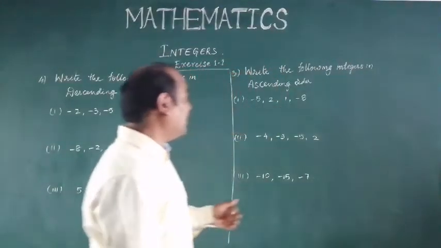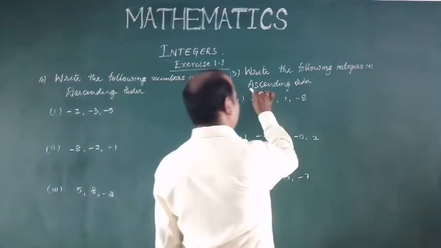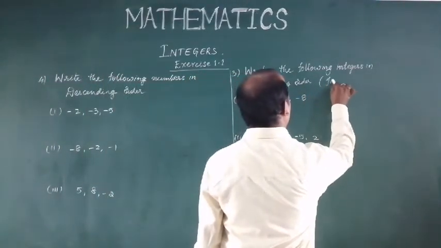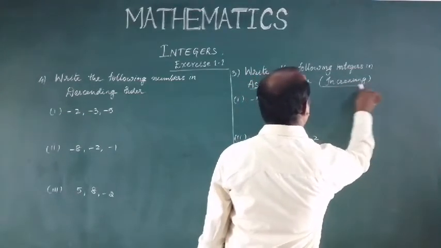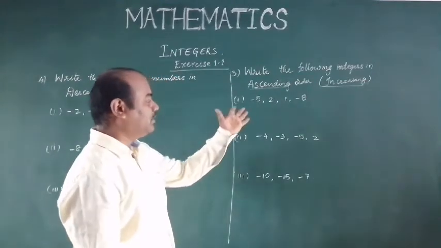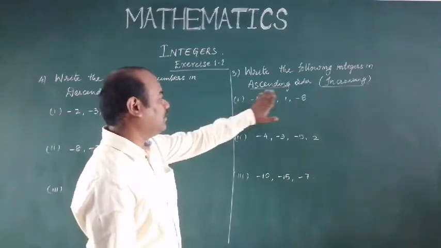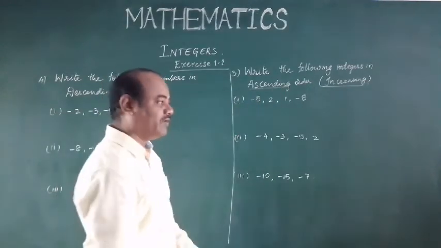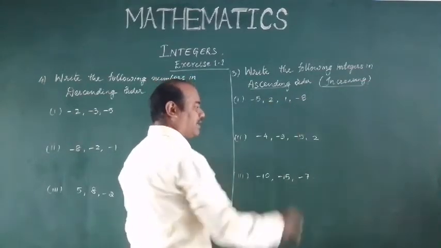Repeat. Write the following numbers in ascending order. Ascending means what? Ascending means increasing order. Already you learned in 6th standard. So, if 1, 2, 3, 4, 5, 6 are given, you know. Suppose negative signs are not there. What is the smallest and what is the biggest? 1 is smallest, next 2, next 5, next 8.